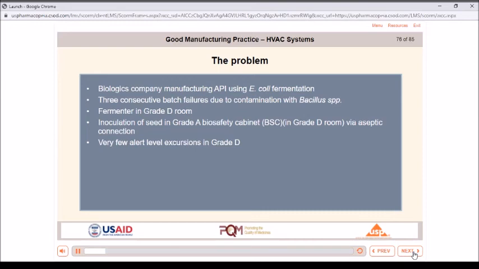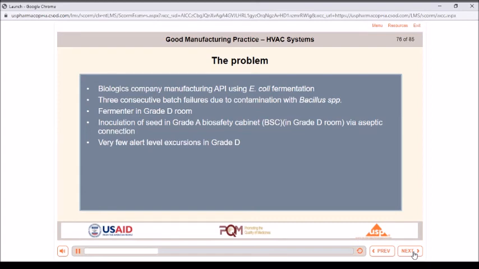It involves a biologics manufacturer manufacturing an API using an E. coli fermentation process. It is highly unlikely that the circumstances of these events would occur today, given the improvements in technology and the improvements in regulatory expectations and industry norms. However, it provides a very good example of what can go wrong with HVAC monitoring.